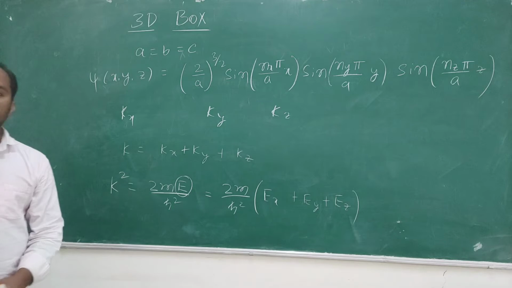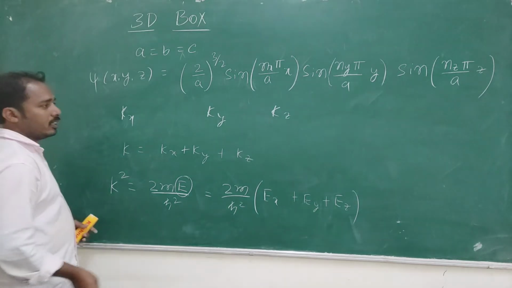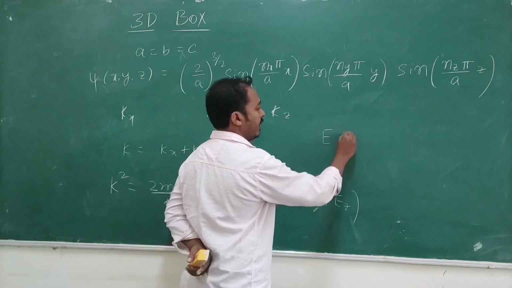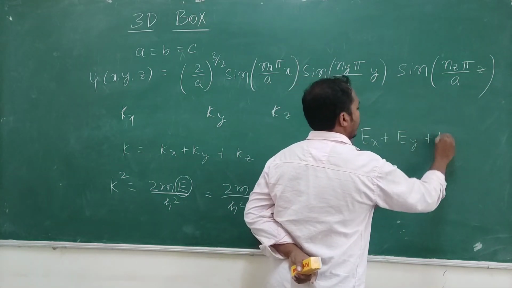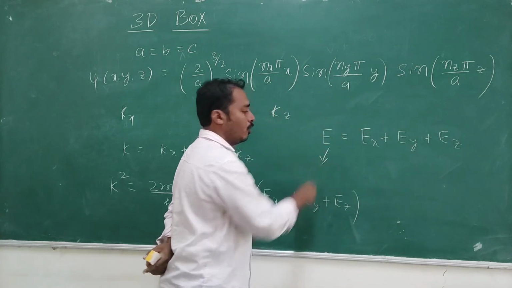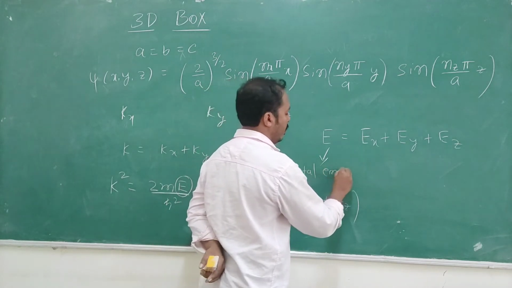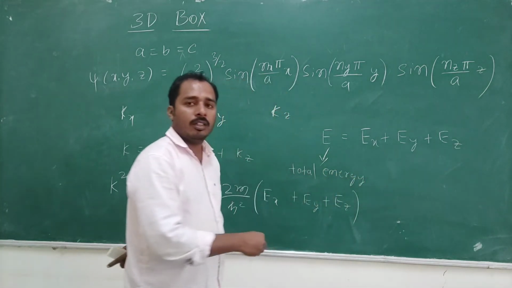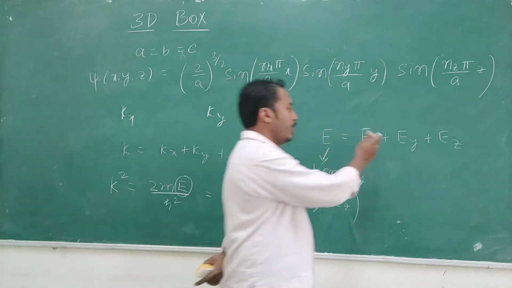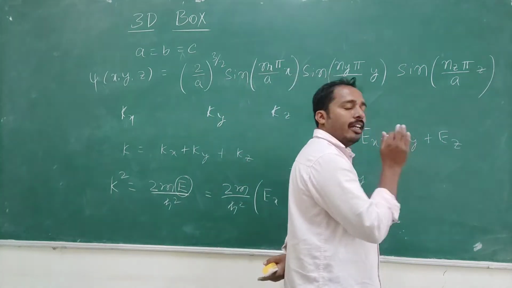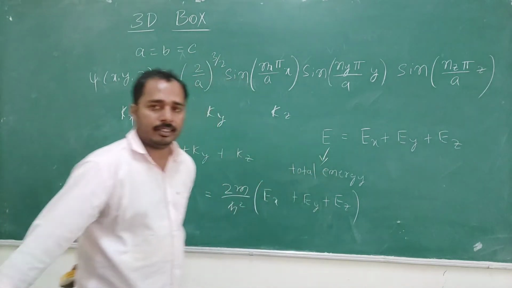Ex plus Ey plus Ez. Okay. Next, here E is equal to Ex plus Ey plus Ez. So E is the total energy of the particle. So this total energy is equal to Ex, energy along the x direction, Ey, energy along the y direction, Ez, energy along the z direction. So the sum of all these energies gives the total energy.